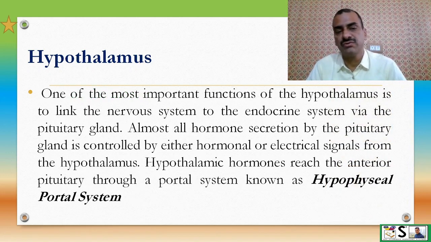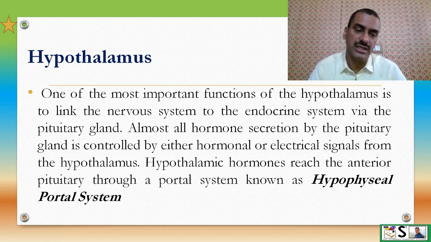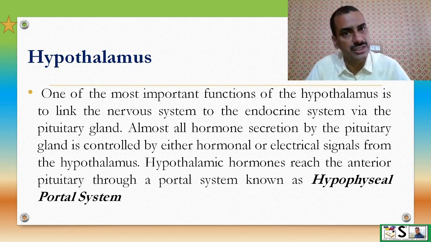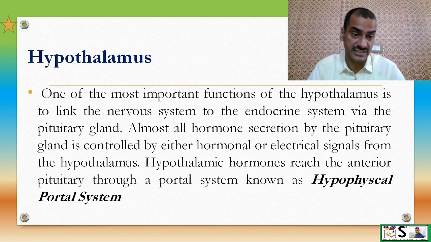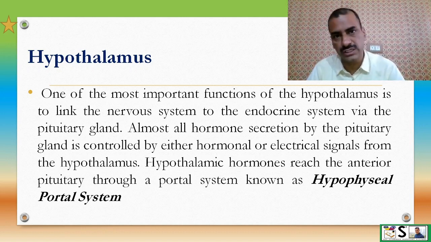One of the most important functions of hypothalamus is to link the nervous system to the endocrine system via the pituitary gland. Almost all the hormone secretion by the pituitary gland is controlled either by hormonal or electrical, or we can say nerve signals from the hypothalamus. Hypothalamic hormones reach the anterior pituitary through a portal system of blood vessels known as the hypophyseal portal system.